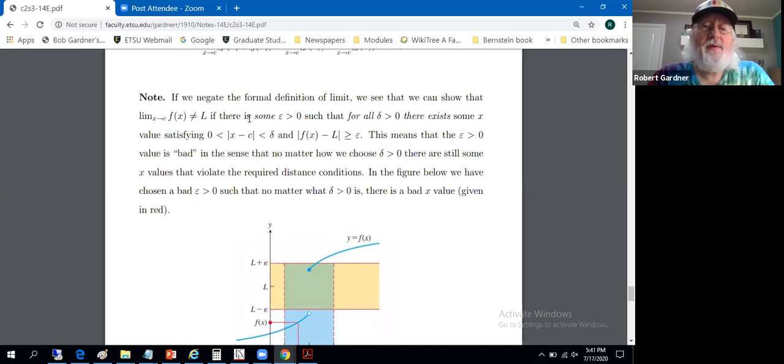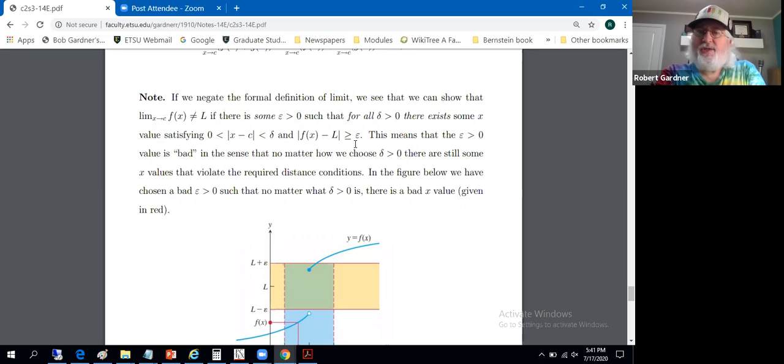But what we would show is there's some epsilon greater than 0 instead of for all epsilon greater than 0, such that for all delta greater than 0, instead of there exists a delta greater than 0, there exists some x, instead of for all x satisfying something or other, some x satisfying 0 less than the absolute value of x minus c less than delta, and the absolute value of f of x minus L is not less than epsilon. It's greater than or equal to epsilon.